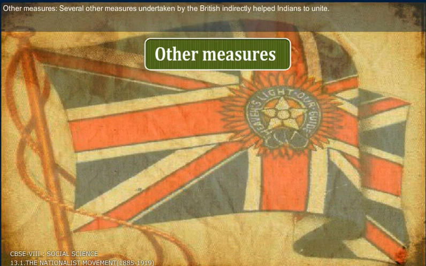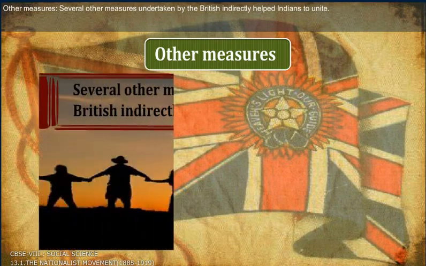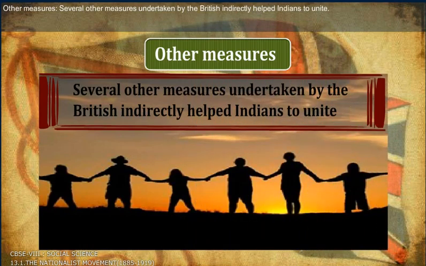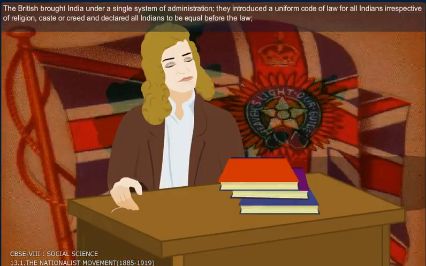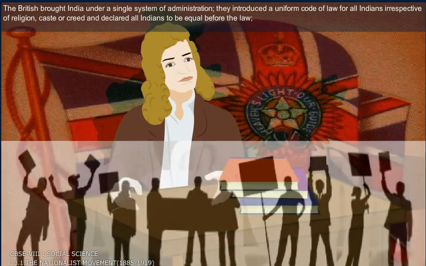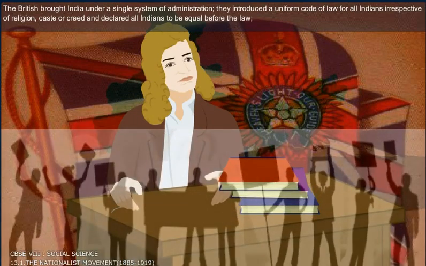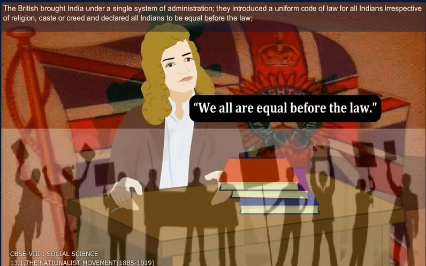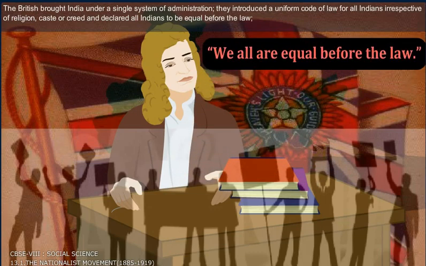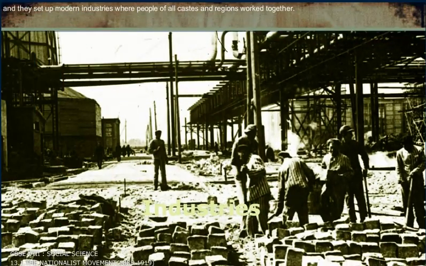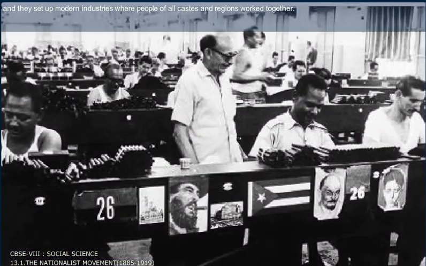Other measures. Several other measures undertaken by the British indirectly helped Indians to unite. The British brought India under a single system of administration. They introduced a uniform code of law for all Indians, irrespective of religion, caste, or creed, and declared all Indians to be equal before the law. And they set up modern industries where people of all castes and religions worked together.